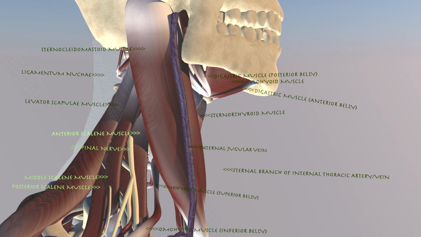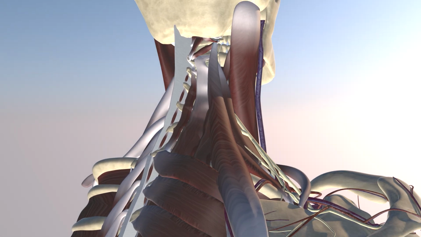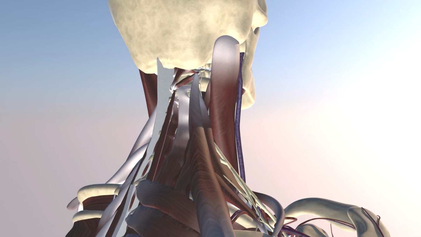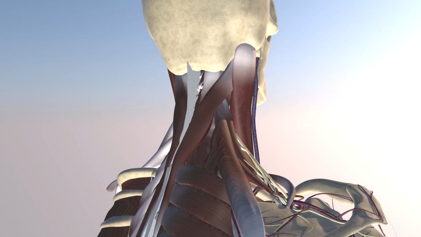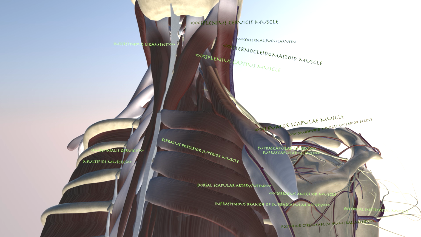Again, here's a closer view of the C5 spinal nerve that feeds into the brachial plexus. And here we are rotating posteriorly. Here again, we're looking at the posterior aspect of the neck, and now we're adding some of the more superficial muscles, such as the splenius capitis muscle. You can see the posterior aspect of the sternocleidomastoid muscle.